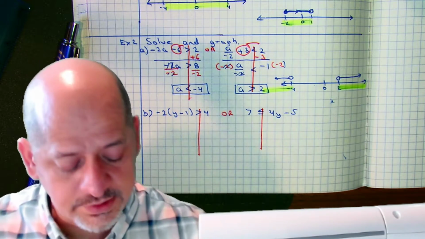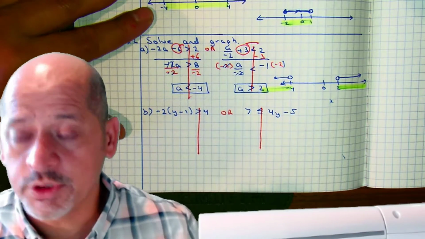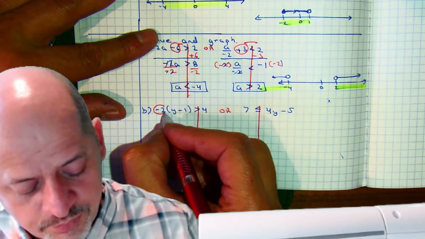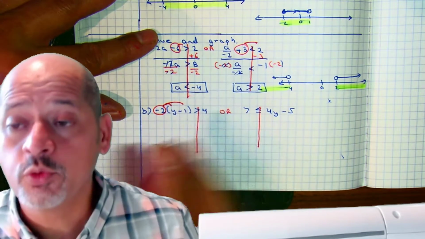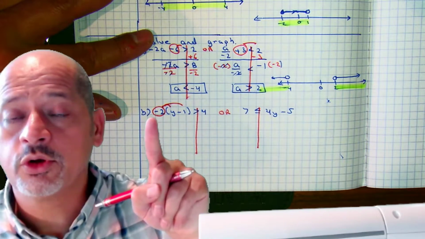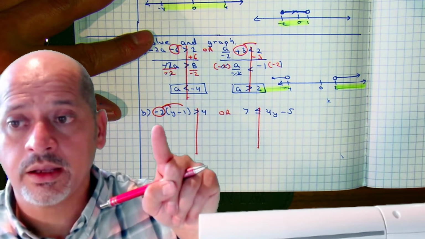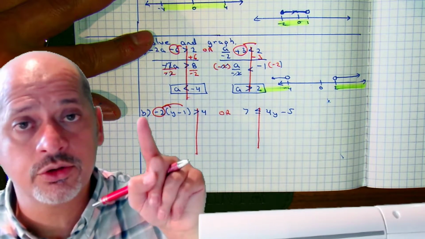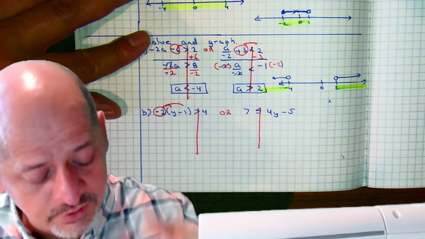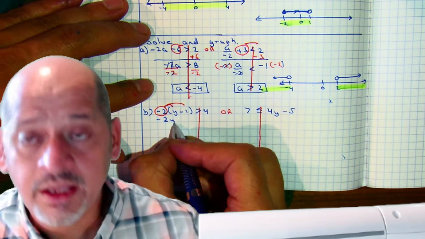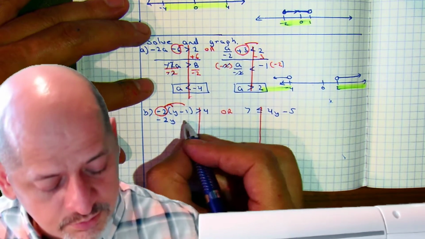You got it? Excellent. So what property should I use? I notice that I have parentheses, so I'm going to use my distributive property. And I do want you guys to be able to circle your -2 that you're going to distribute in red. And remember, do not just circle the 2, also circle the negative. -2 times y is -2y. -2 times -1 is +2.